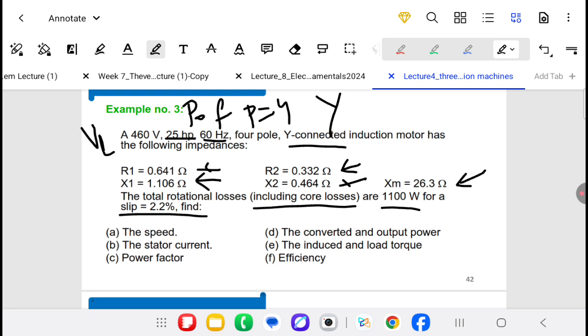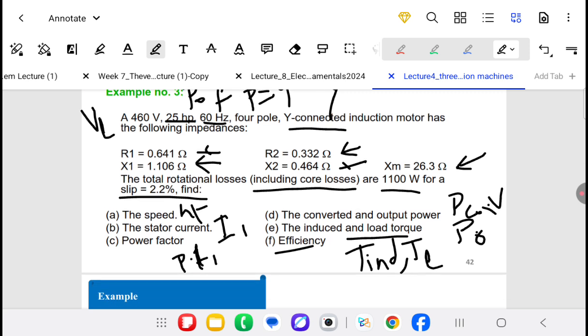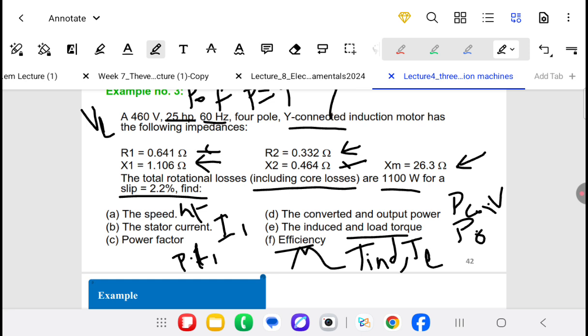The required is the speed in rotor or in motor, stator current I1, power factor of the stator, power factor 1, P converted and P out, induced torque and load torque, T induced and T load, T load or T out, and last but not least the efficiency.